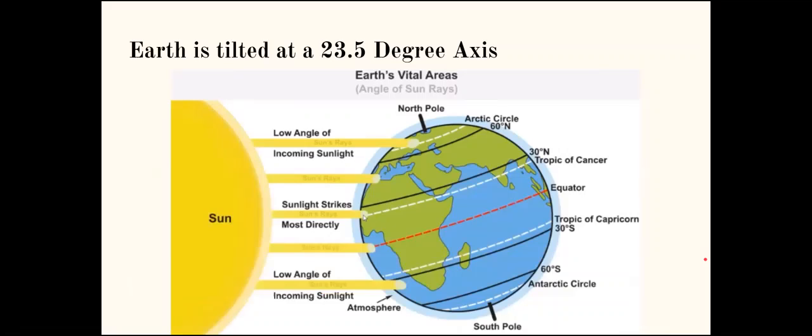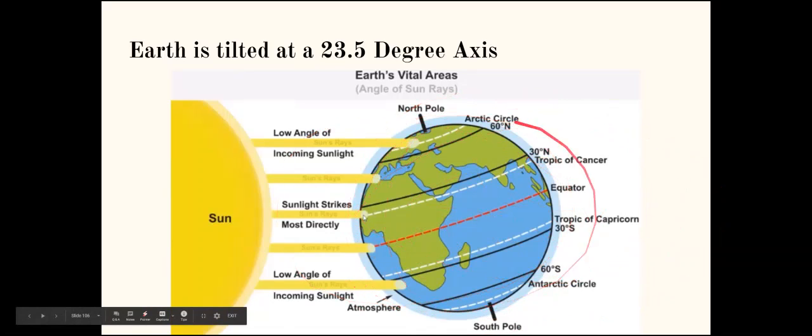Now, the Earth, as you know, is tilted a little bit. It is not straight up and down. It is at a 23.5-degree angle. And so because of this, some areas of the Earth get more direct sunlight than others, depending on the time of year. So in this example, we have a couple of different areas that we need to kind of memorize and keep in mind for the remainder of the lesson.